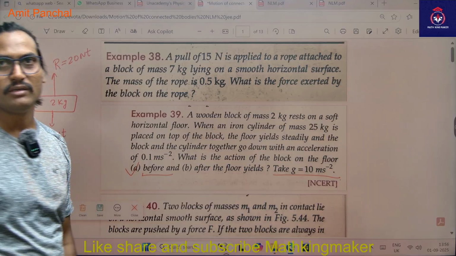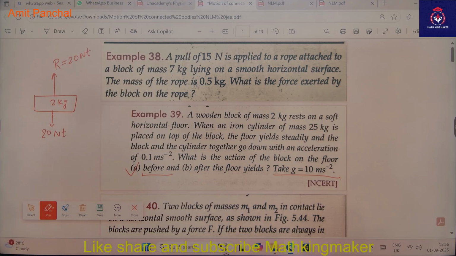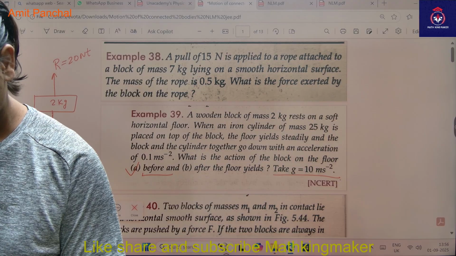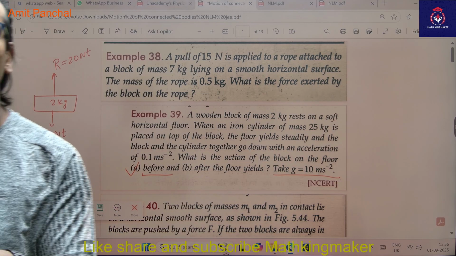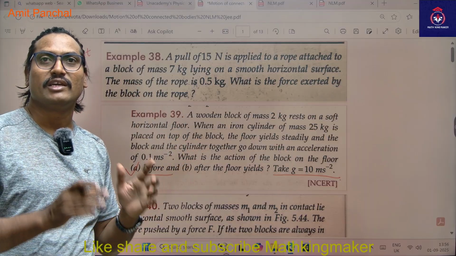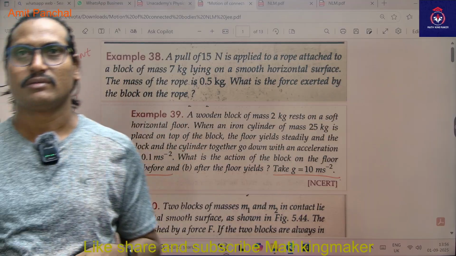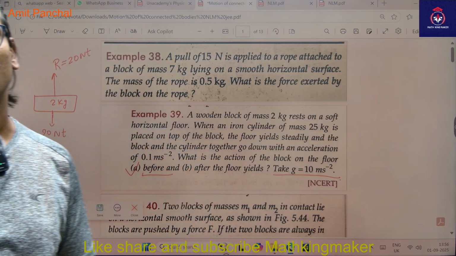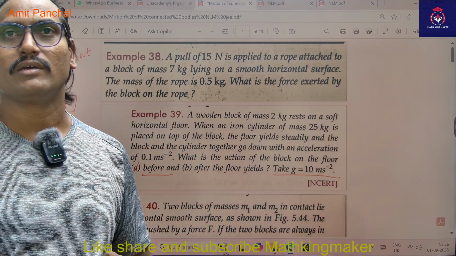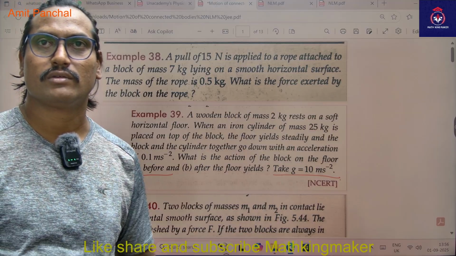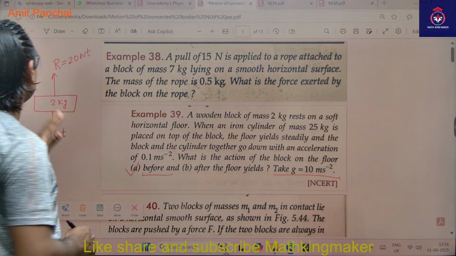Before putting the cylinder on the box, that will be its reaction force. But you just said reaction force was tension, and now you're changing it. You just said this was normal. Reaction force is not tension. In that pulley case, it was balancing tension. So this is normal, right? 20 Newton, which we found is the normal. How is that the reaction force?